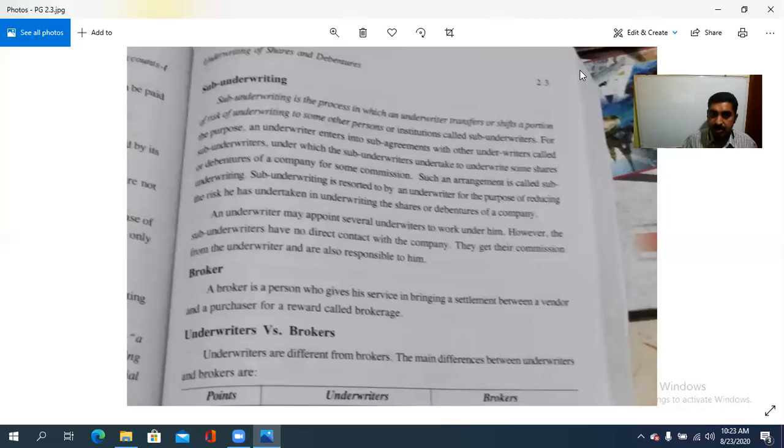So, an underwriter may appoint several underwriters to work under him. However, the sub-underwriters have no direct contact with the company. Their contact is with the underwriter. The underwriter is the one who has contact with the main company. So, they get their commission from the underwriter and are responsible to him also. Duty to or reported to whom? The underwriter, not the company.